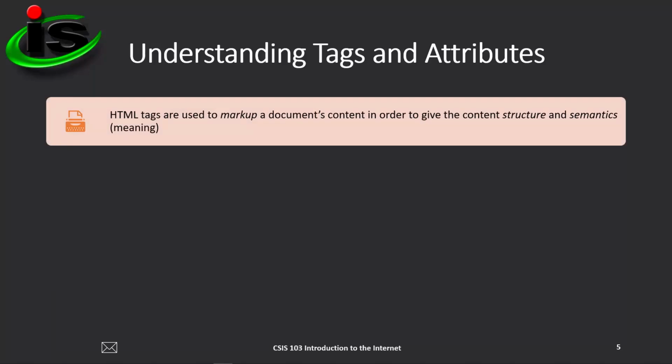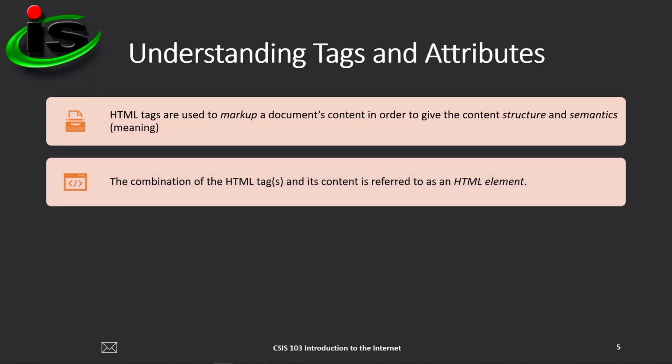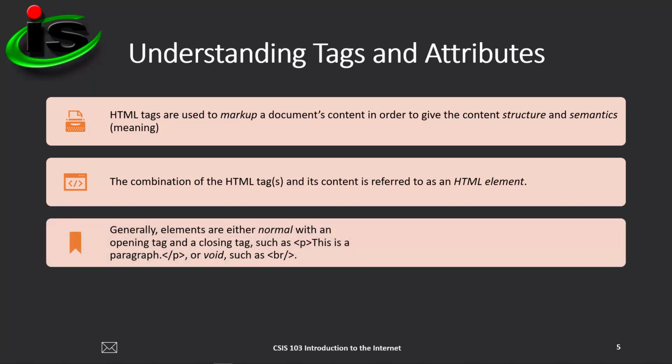HTML tags are used to mark up a document's content in order to give the content structure and semantics, or meaning. The combination of the HTML tag or tags and its content is referred to as an HTML element. Generally, elements are either normal with an opening tag and a closing tag, such as an opening P tag followed by some text and a closing P tag, or void, such as the BR or break tag.